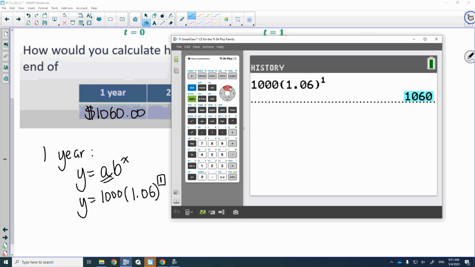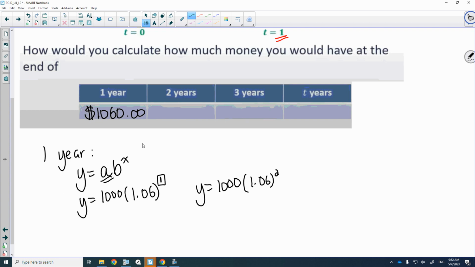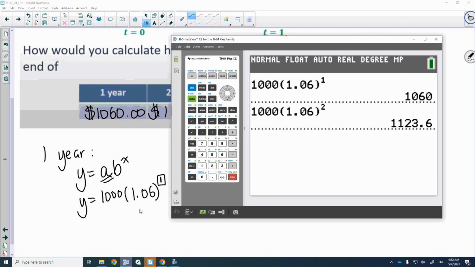If I go back up to my equation and change this to 2, we're going to have $123.60 because they paid us interest on that $60 that they gave us. So instead of having 1,120, we've got 1,123.6. Now remember, because it's currency, it's going to be 1,123 and 60 cents.